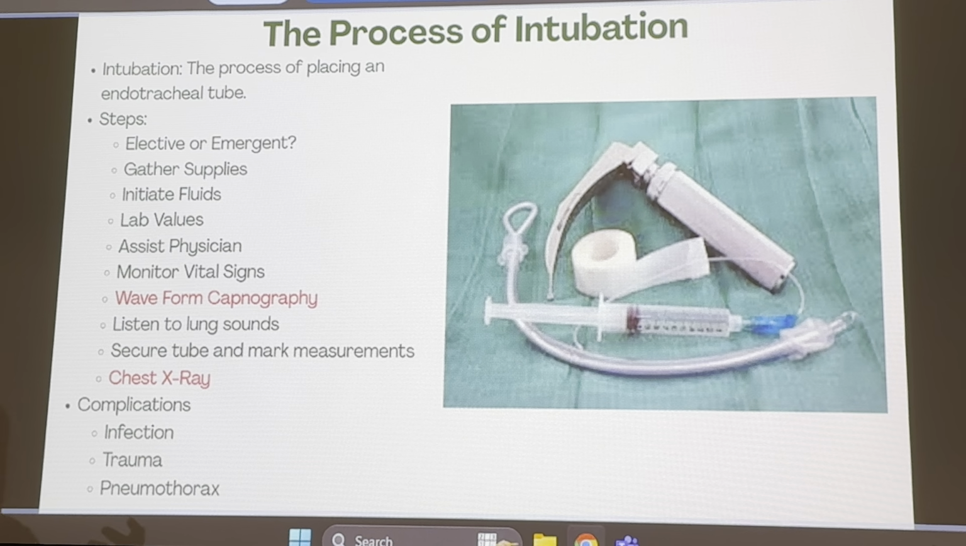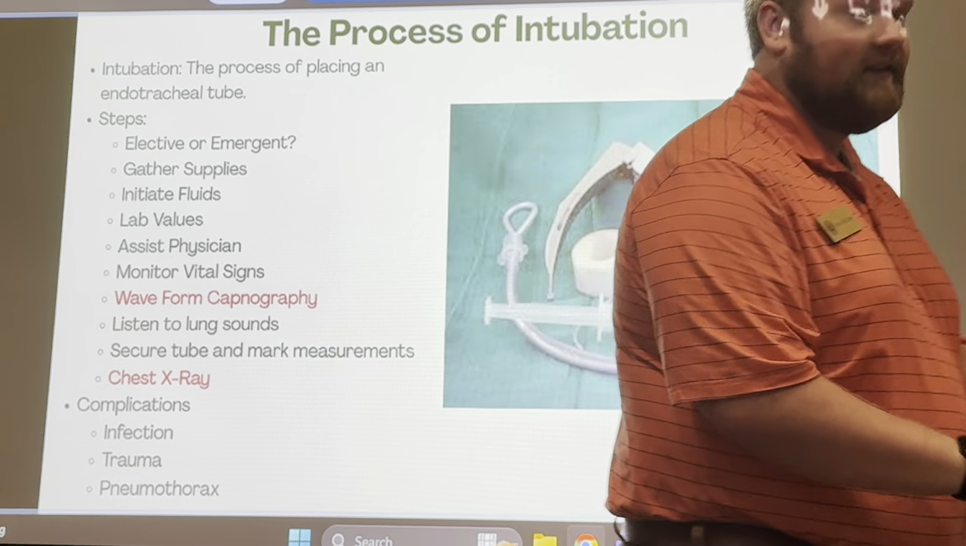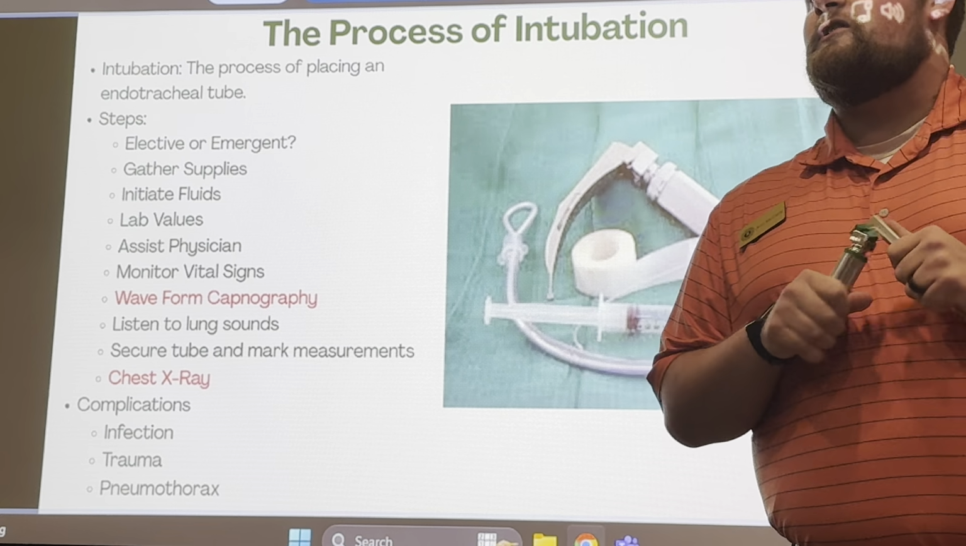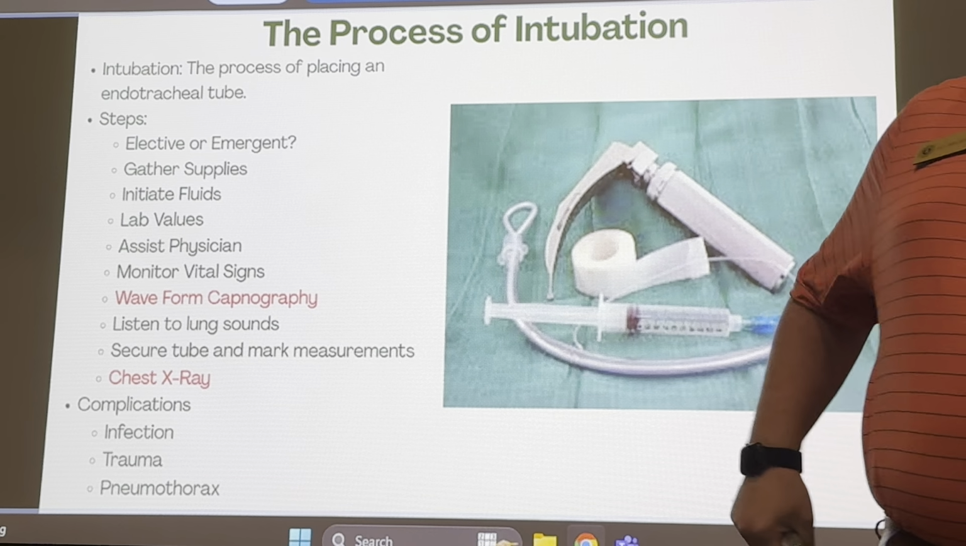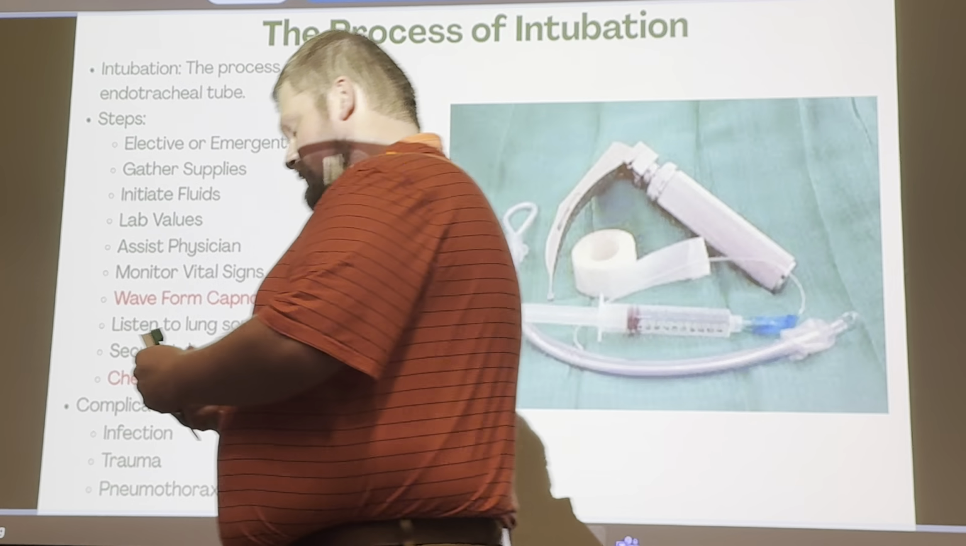There's two different kinds. There's Mac blades versus Miller blades. What's the difference? One is straight and one is curved. All right, Sam, which one's straight? No, I don't know. I was just saying. You're right, it is one straight and one that's curved.